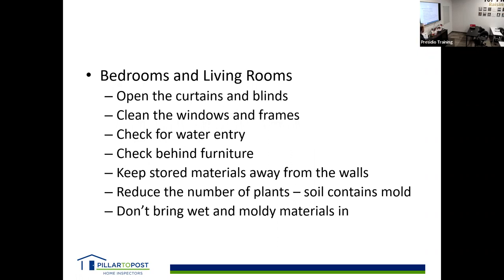Bedrooms and living rooms. The biggest problem with bedrooms and just general living areas is dead air space. If you have a home that's built prior to the 70s, the likelihood that your walls are insulated is very low. They didn't insulate walls. So that means your walls are going to be cold. You have that condensation issue that we're talking about. Warm, humid air hits a cold surface, starts to form condensation.